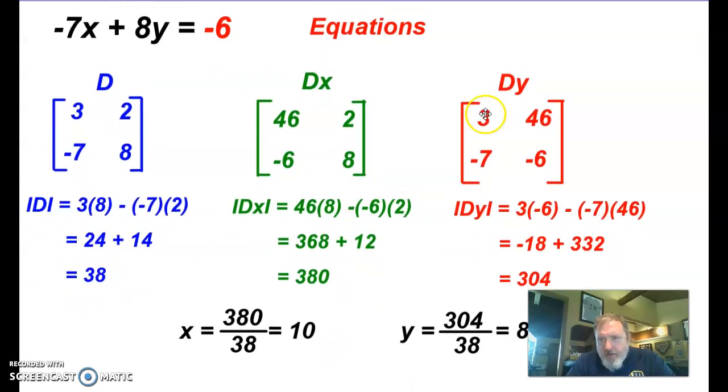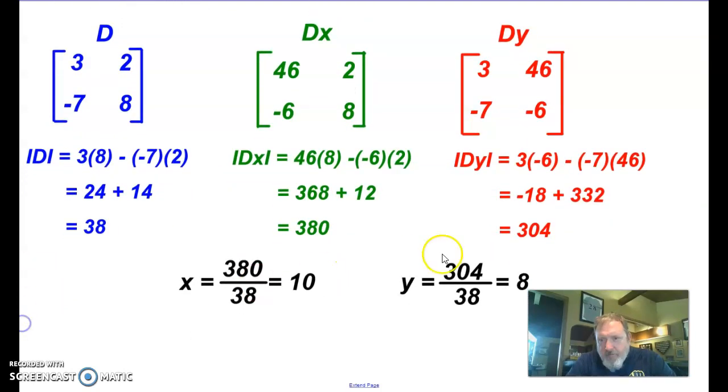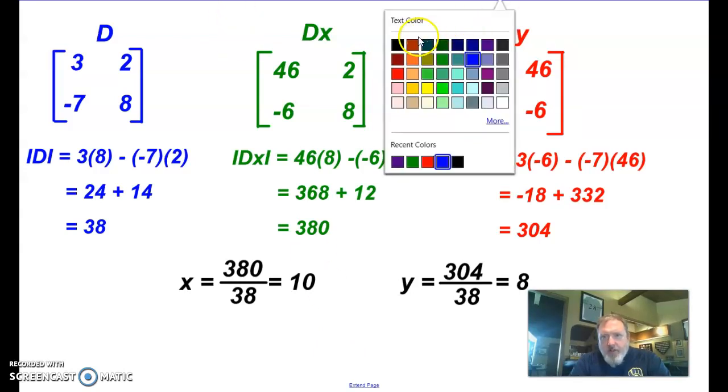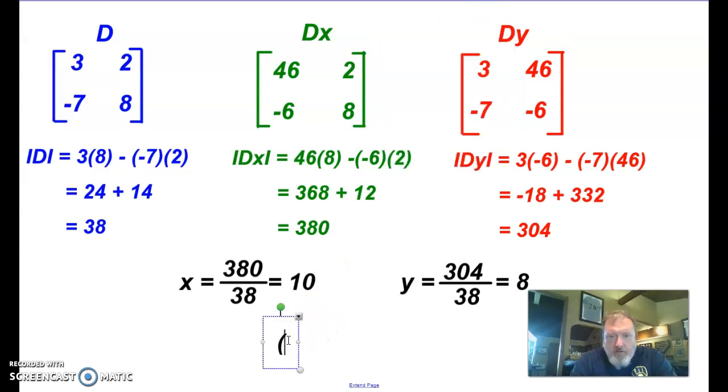And -18 minus -32, so plus 32, is 304. Again, once I have D, Dx, and Dy, I do Dx divided by D, so 380 divided by 38 is 10, and 304 divided by 38 is 8. You can write it as an ordered pair if you'd like. I didn't here. I'll go ahead and add that in since we're here. So 10, 8. But as long as you state what x and y equal, you're good.